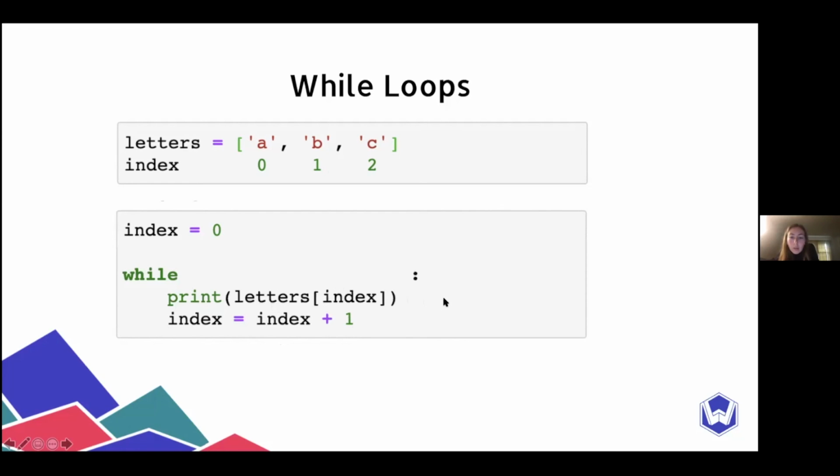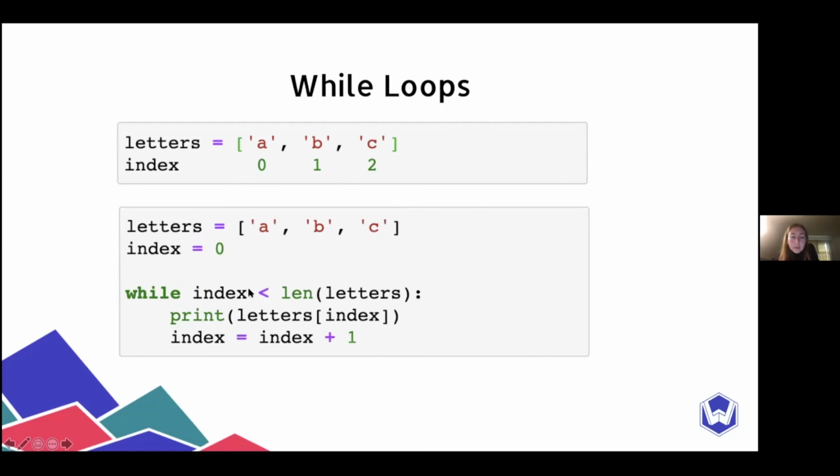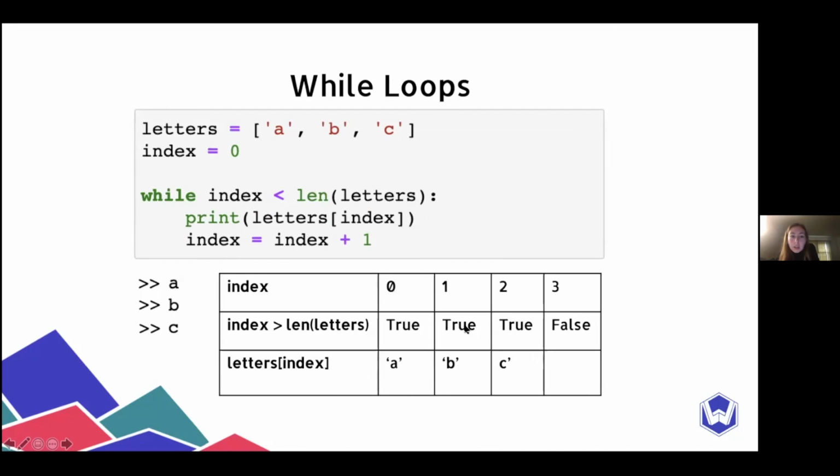That condition is actually that the index needs to be less than the length of the list letters. The length of the list letters is 3, remember, from our function evaluation for length. And we want to loop through and print out the value at that index until the index is 3, because we added 1 at the end here, so that will happen on the last iteration. So this is the output that we see.